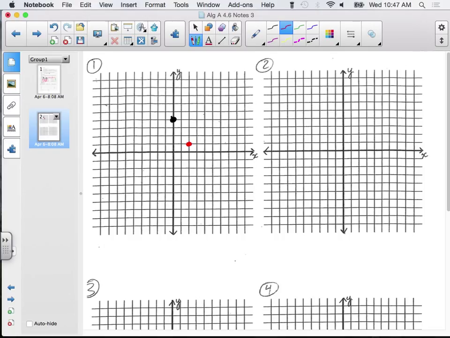And what's another way we could have our slope written? Up 3, left 2. Okay, rise over run of positive 3 over negative 2. Up 3, left 2. So then, from our y-intercept again, we go up 3 this time, and then left 2.